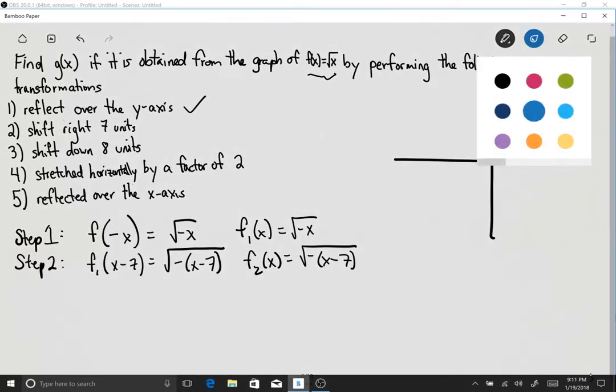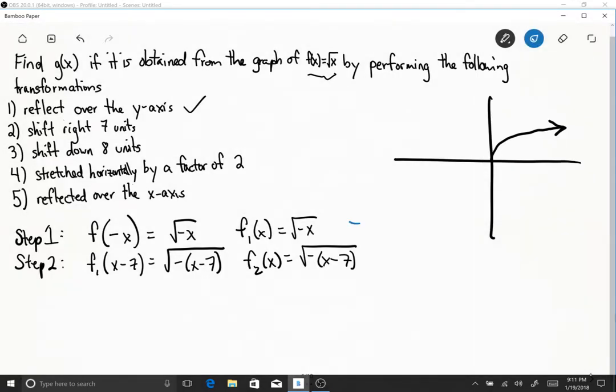When we go to, let's say, f1 of x, what do we do? Well, when you reverse it over the y-axis, what you've actually done is just switch the domain. It used to be x greater than or equal to 0. Now it's x less than or equal to 0. So it's a great question, and actually I'm glad you asked it.